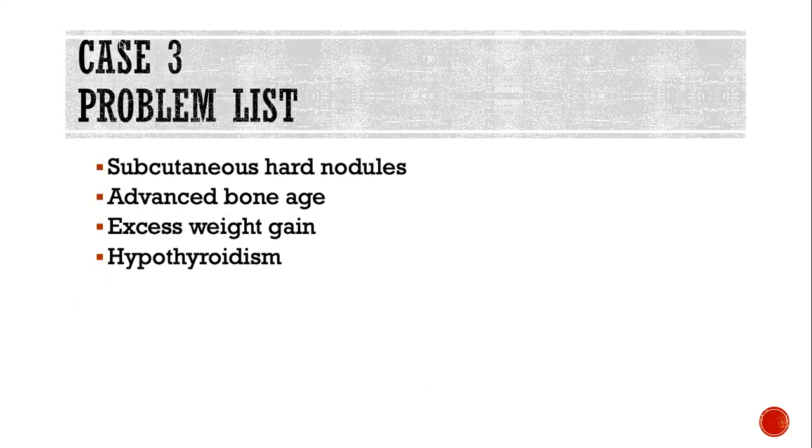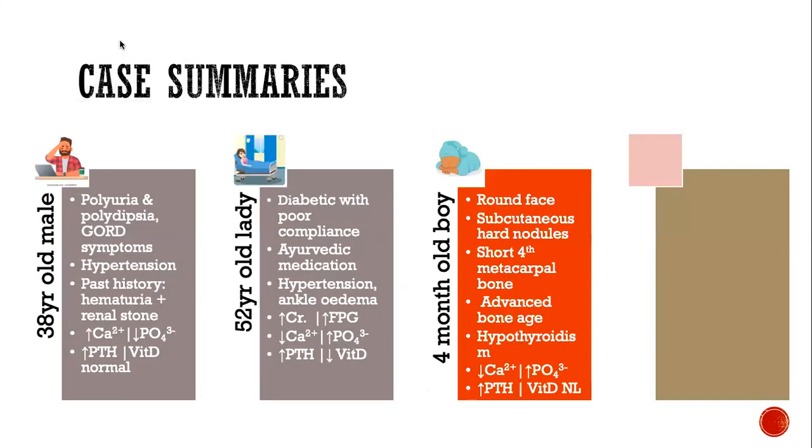So his main problems were subcutaneous hard nodules, advanced bone age, excessive weight gain, and hypothyroidism. In summary, he's a 4-month-old boy with a round face, subcutaneous hard nodules, and short 4th metacarpal bone, detected to be having advanced bone age, hypothyroidism with low calcium, high phosphate, high PTH, and normal vitamin D levels.